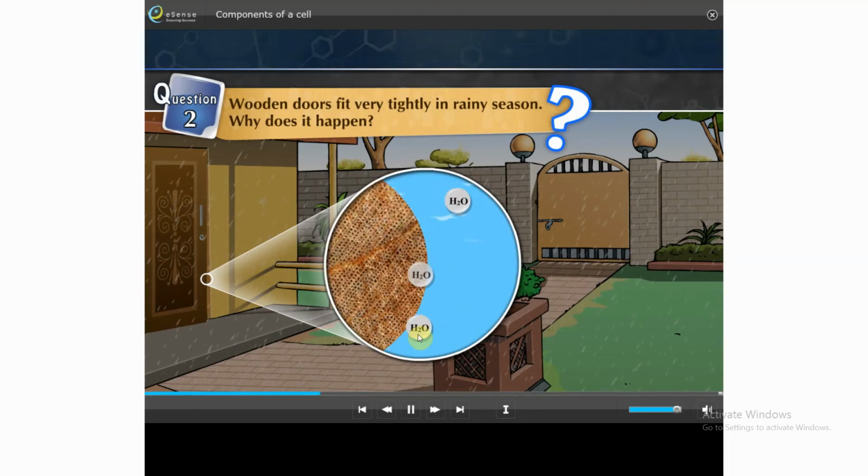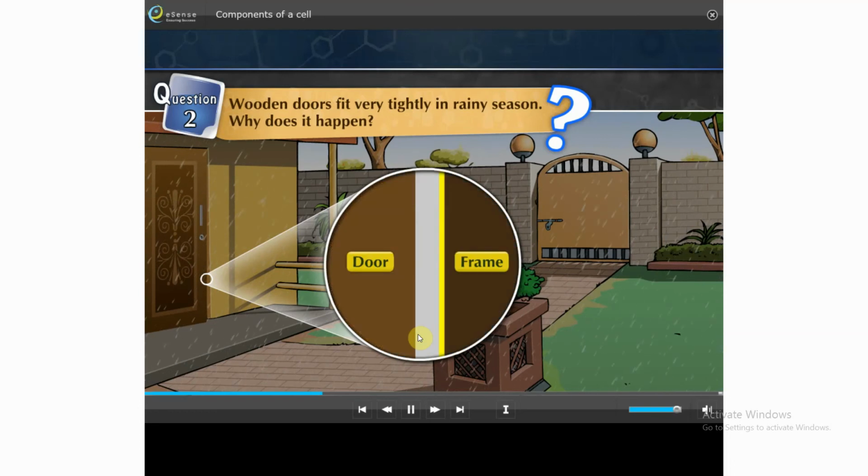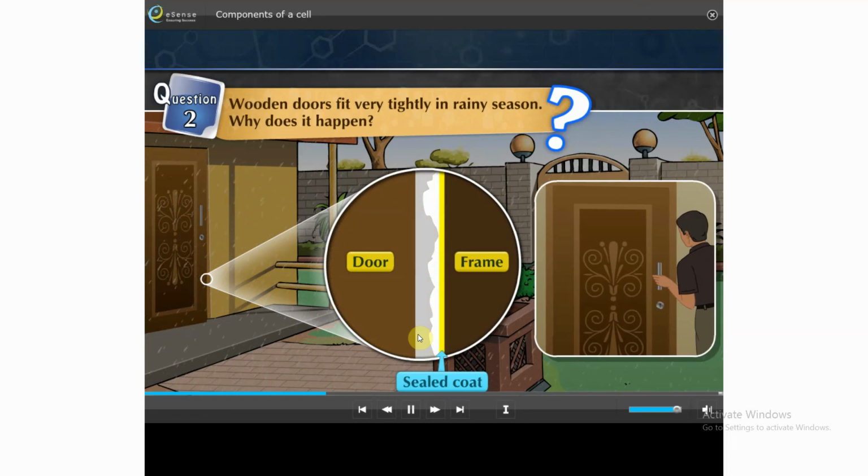Wood has a good water absorption capacity. Due to this, wooden doors absorb moisture from the air through their pores, which are not sealed by a protective coat, and swell up during rainy season. As the wood swells up, its surface area increases, and hence, wooden doors fit very tightly in rainy season.